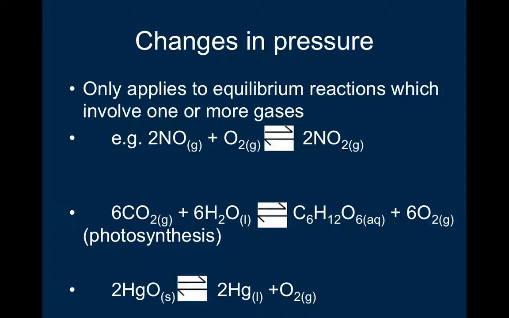If we're talking about photosynthesis, only the carbon dioxide reactant and the oxygen product are going to be affected by pressure. And then likewise, in the third example, only the oxygen gas will be affected by a change in pressure.